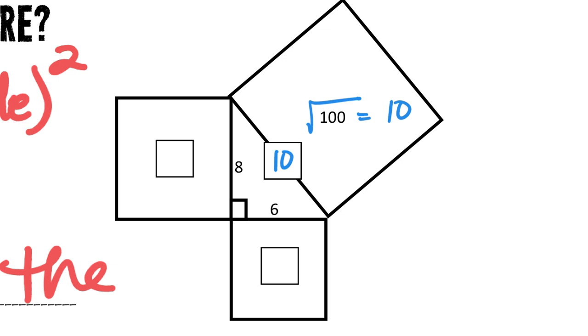The other way around, in order to find the area, I'm going to square the side length. So this would be 8 times 8, which is 64. I'm going to do the same thing here to find my area. So 6 times 6 is 36.